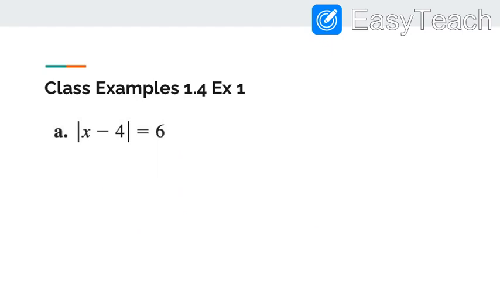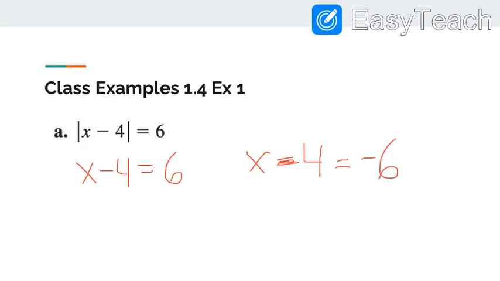So using that idea here, this is how we would change this. We read this as the absolute value of x minus 4 is equal to the value 6. So we would split this into 2 different equations. We would have x minus 4 equals 6, and we would also have x minus 4 is equal to negative 6. Should be a minus sign between there.